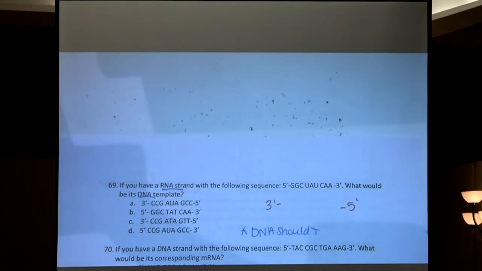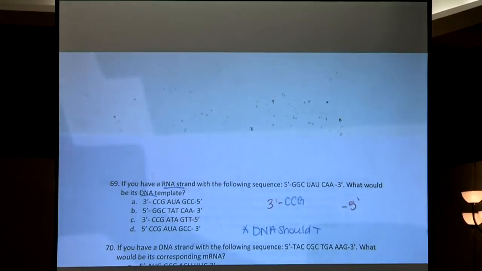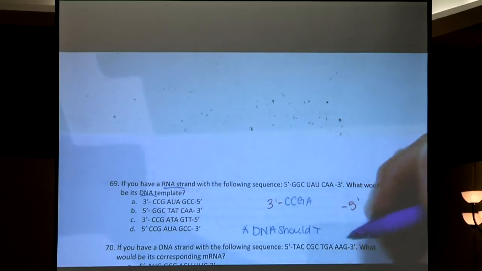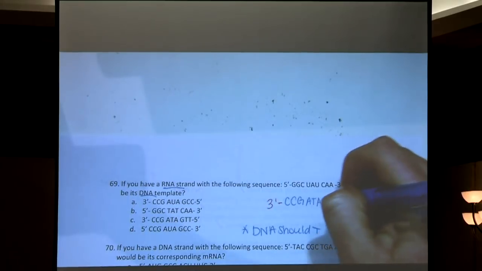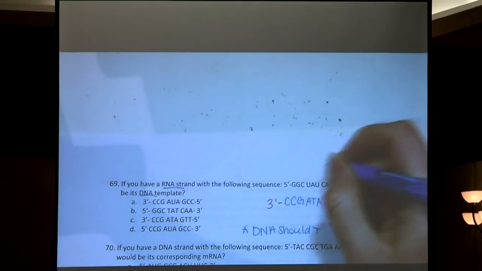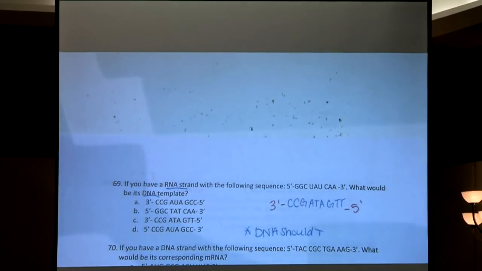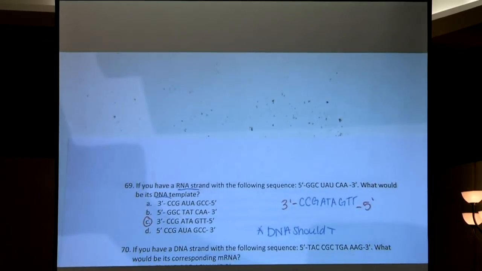When we go back and pair these things, we want to make sure that instead of using our U, we're going to put in our T. So in this case, our G would go with C, our C would go with G, our U should become A, and our A, instead of becoming U, should become T. And finish it up, G, and then A. All right, and so in this case, our answer should be C.